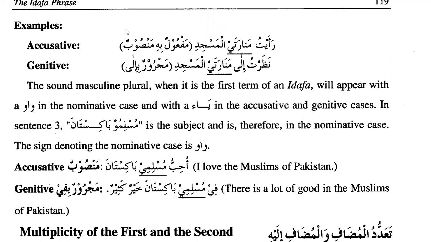The sound masculine plural, when it is the first term of an idafa, appears with a waw in the nominative case, and with a ya in the accusative and genitive case. In sentence 3, Muslimu Pakistan is the subject and is therefore in the nominative case. The sign denoting the nominative case is waw.